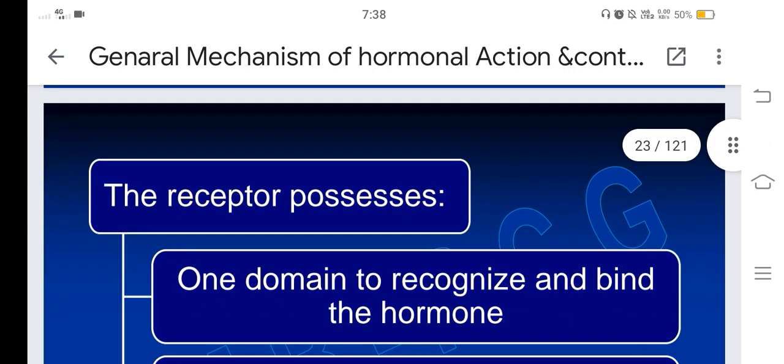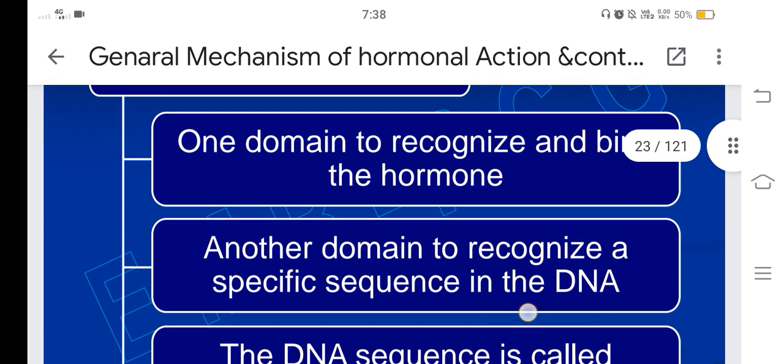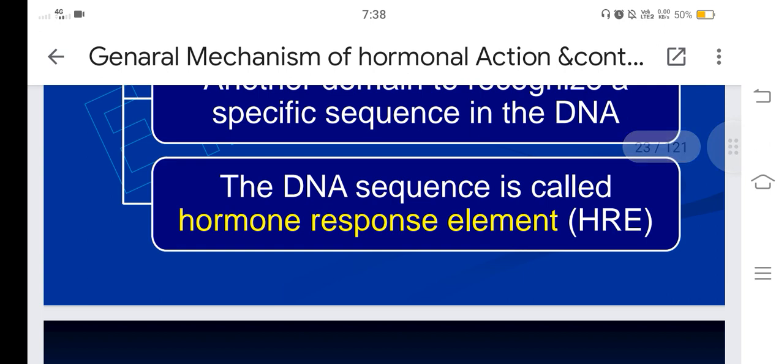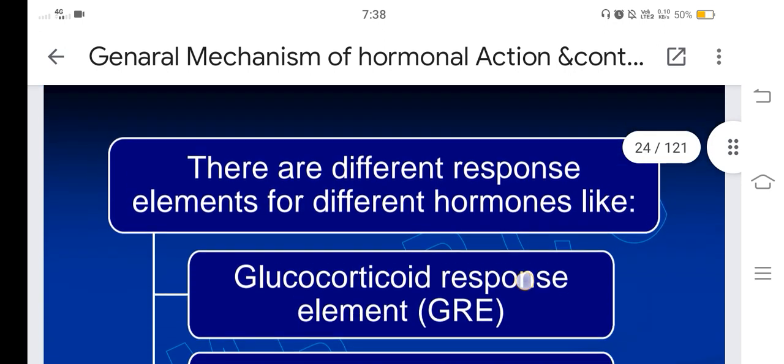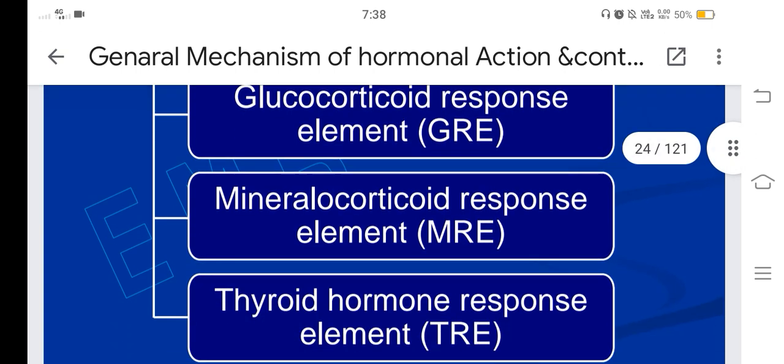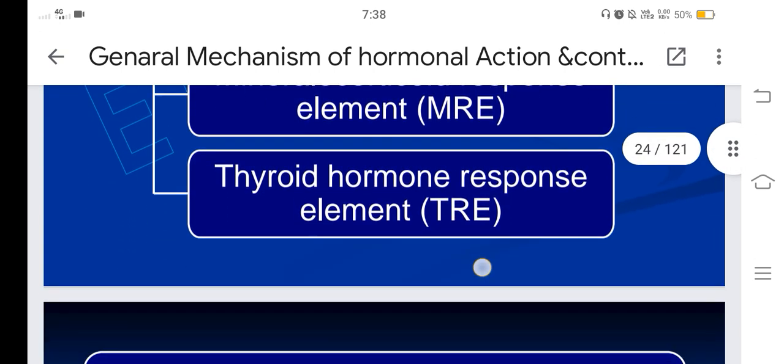Then the receptor possesses one domain to recognize and bind to the hormone, another domain to recognize a specific sequence in the DNA. The DNA sequence is called hormone response element, HRE. There are different response elements for different hormones like glucocorticoid response element, mineralocorticoid response element, thyroid hormone response element.